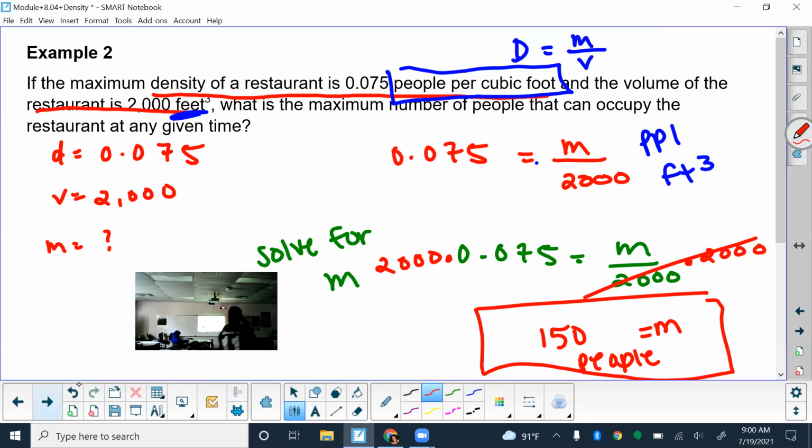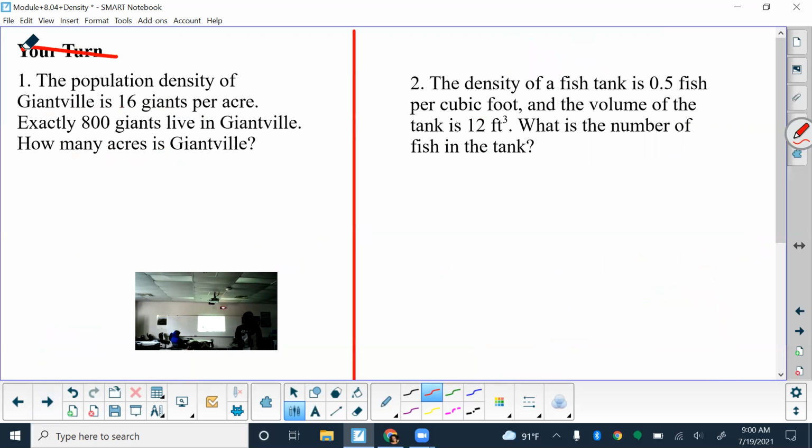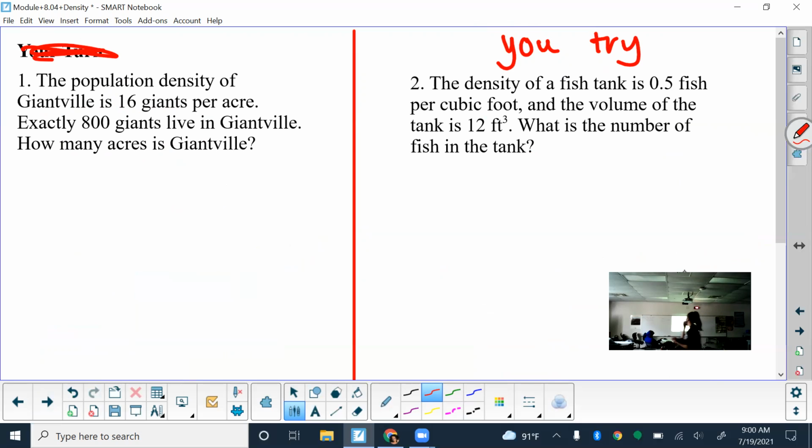All right, the next one says you try, but we'll do this one together, number 1. And then you guys will try number 2. All right, so the population density of Giantville is 16 giants per acre. Exactly 800 giants live in Giantville. How many acres is Giantville?